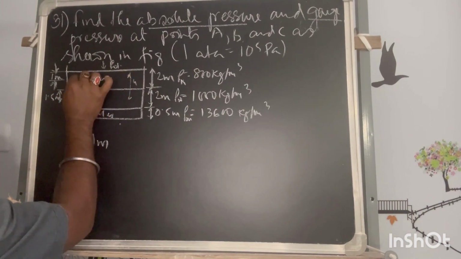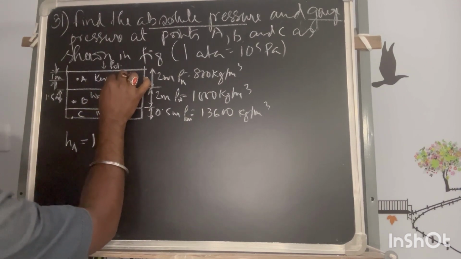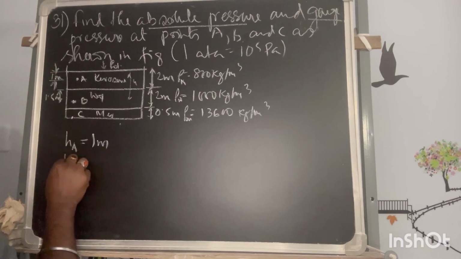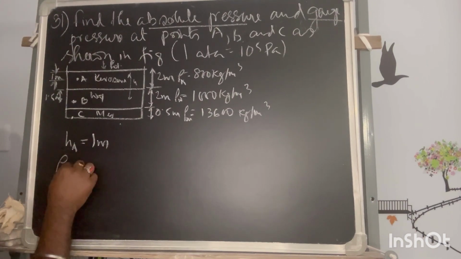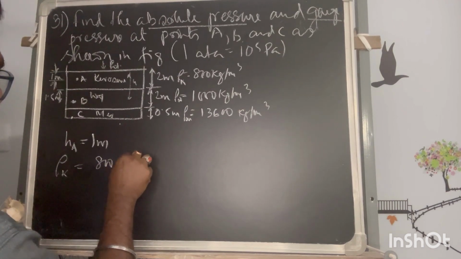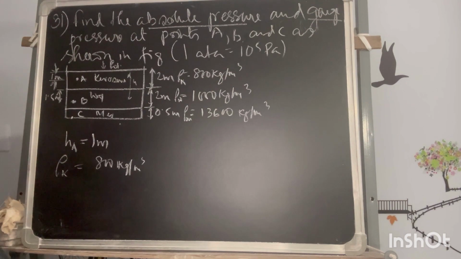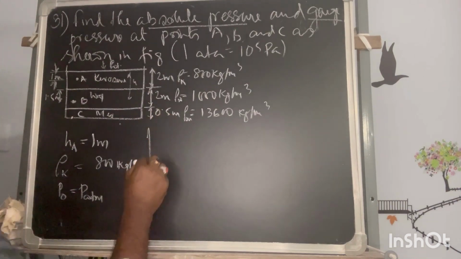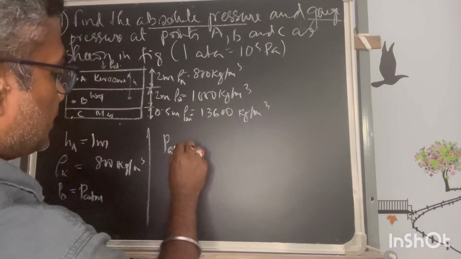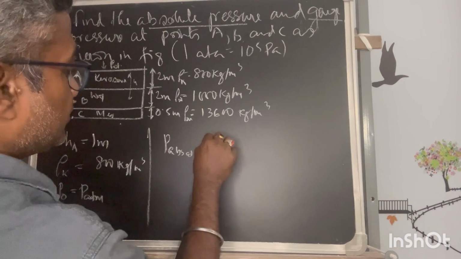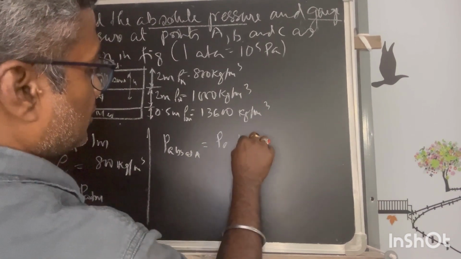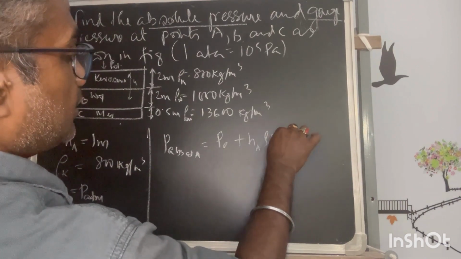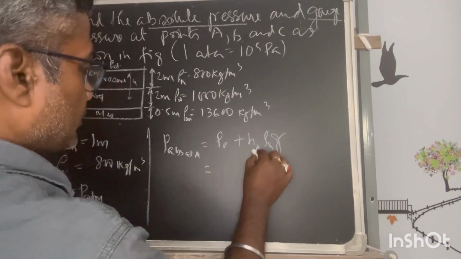What else do we know? Because I am in the first liquid where only kerosene is available, no other fluid is touching point A, so the density of kerosene only will be applicable. That is 800 kg per meter cube. These are the parameters needed. And what is P atmospheric, P0? That will be needed. So the absolute pressure at A is equal to P atmospheric, P0, plus H of point A, rho of the liquid, that means kerosene, into g. This part is your gauge pressure.